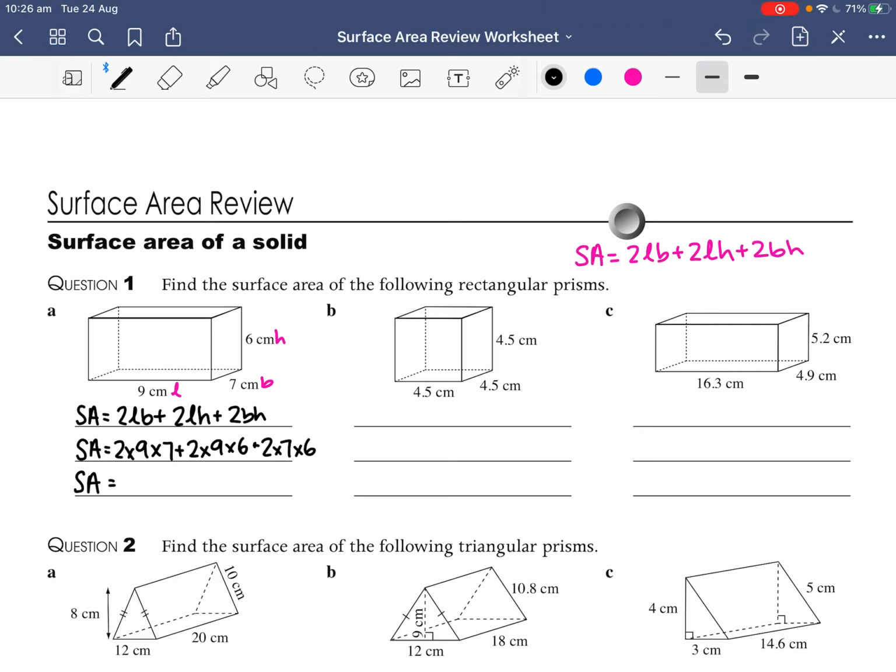So 2 times 9 times 7 plus 2 times 9 times 6 plus 2 times 7 times 6 gets us an answer of 318 centimetres squared. For the second one, this is a cube.